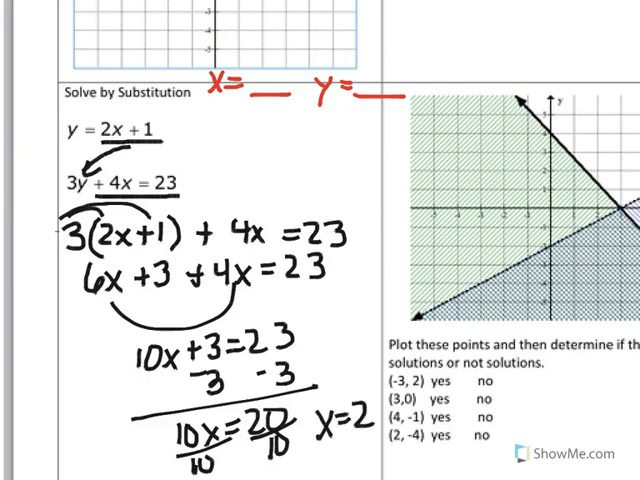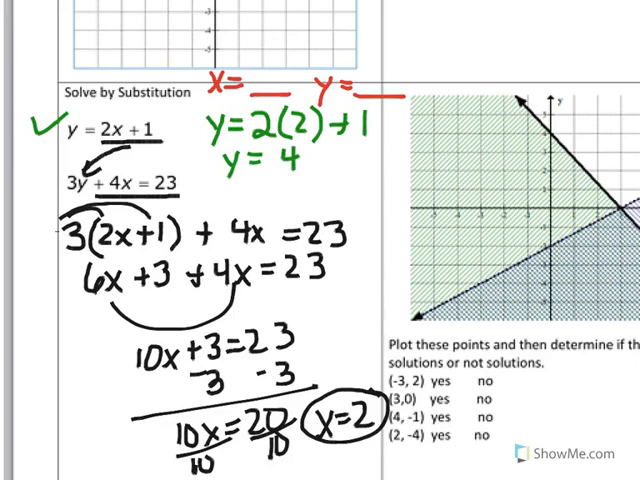Now that I know that x equals 2, take this and plug it into either of your equations to find y, and I'm going to use this first one. It looks very simple, so we have y equals 2, and instead of x, I'm going to place a 2 plus 1, and so we get y equals 4 plus 1, so y equals 5. And bada bing, bada boom, there's our solution 2, 5.